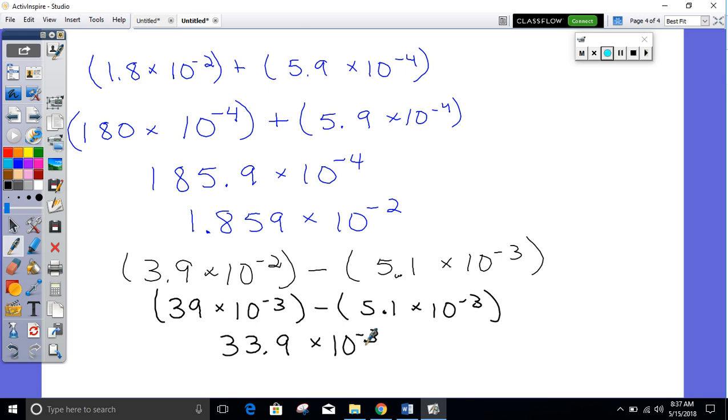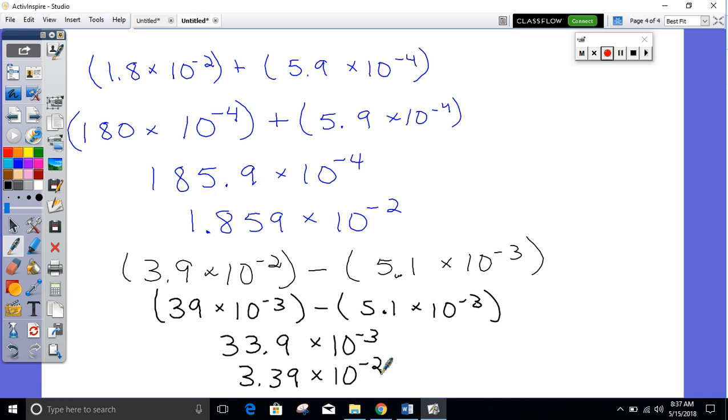Now that's not proper scientific notation. What would it be in proper scientific notation? Devin? 3.39 times 10 to the negative second. Good. 3.39 times 10 to the negative second. Okay, any questions about that?